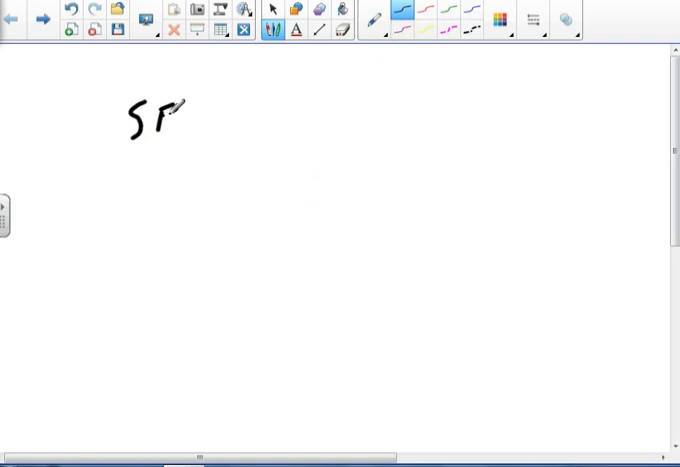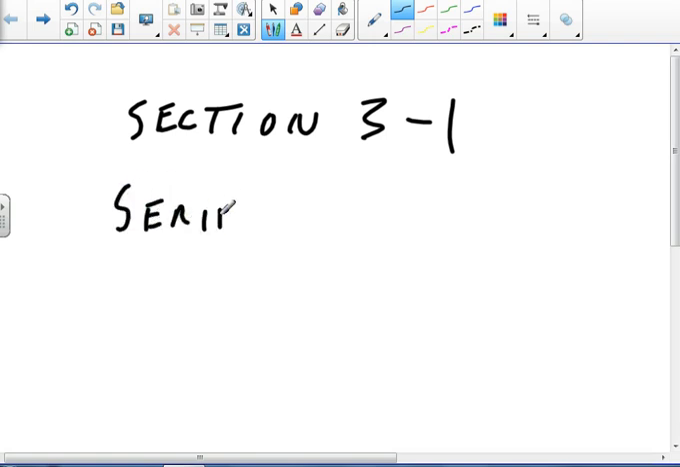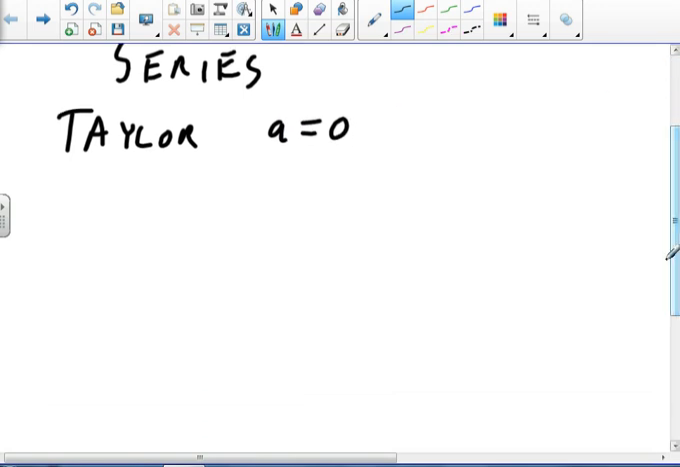Okay, so we're in section 3-1 of the differential equation book, and the issue is series expansion. And as you may or may not recall, there's a Taylor expansion, and we're going to go around a is equal to 0 to make it easy on ourselves.